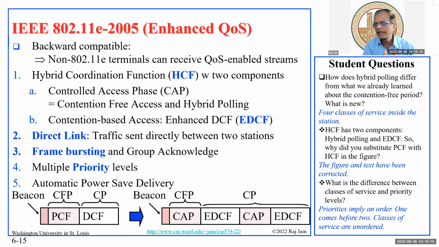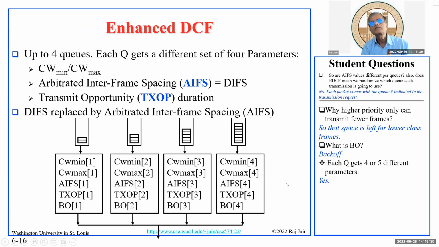But if you go to a train and you take first class and the coach class, they are ordered. First class people can probably not go into coach, and coach cannot. Well, first class people will go first anyway in the plane, regardless. And the coach class will go only when the time is available after the first. So they are ordered. So that is priority. Priority is an ordered set, and classes of service are unordered. Each queue gets 4 or 5 different parameters, question mark, answer is yes. These parameters are all different.